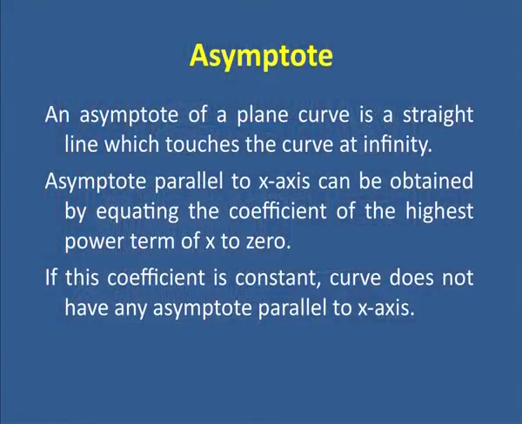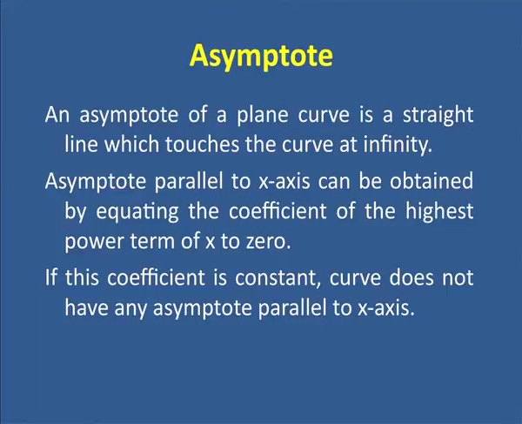Now, I will explain the fourth point which helps the tracing, asymptote. An asymptote of the curve is a straight line which touches the curve at infinity. So, the branch of the curve near the asymptote is like a parallel line.